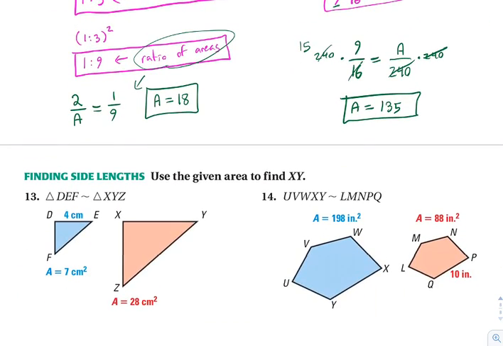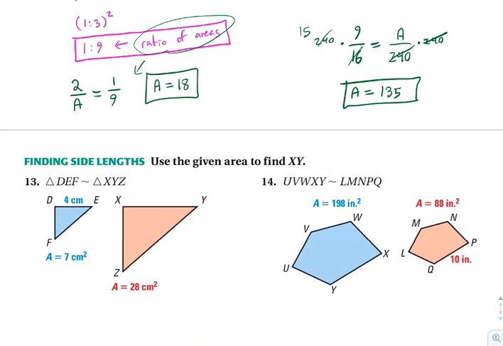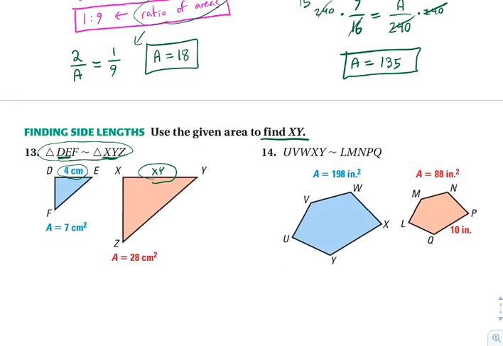All right, so let's do a couple more and we'll switch over to IXL here. So this says that we have these shapes being similar. DE is proportional to XY, so we know that this 4 is proportional to XY, and we're looking for XY. So let's call that XY very clearly. Okay, we know their areas.